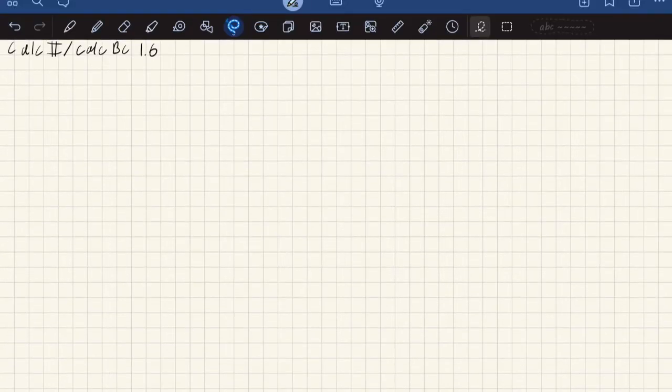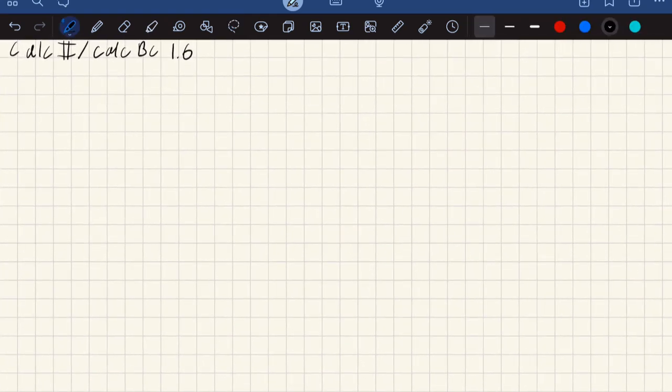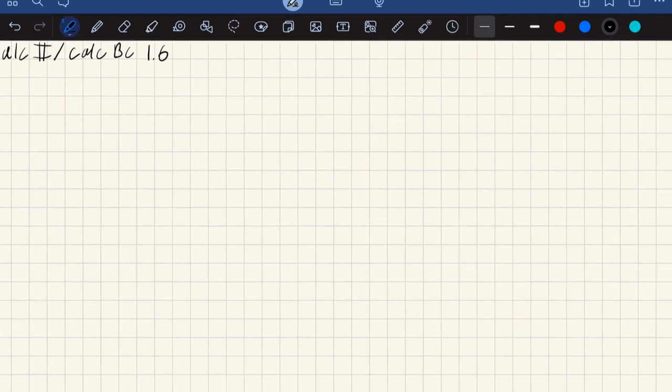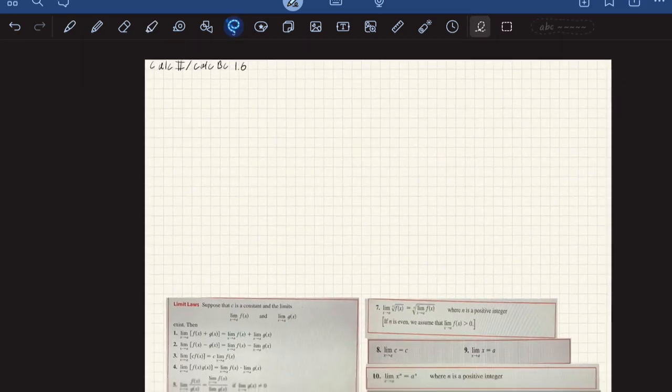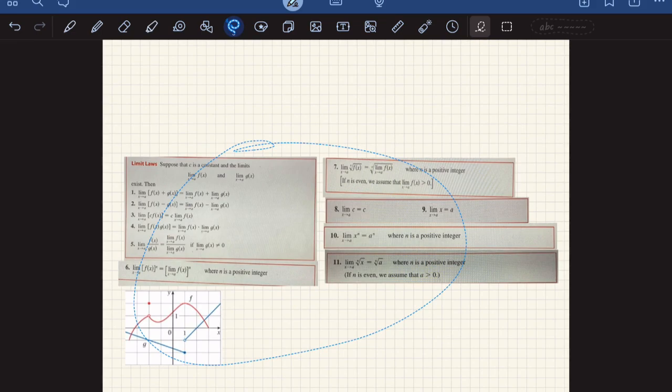Today we're going to learn how to do analytical limits. So in the last video we learned how to do graphical limits and numerical limits. But those sometimes could take longer. So analytical limits are a much faster way. But before we get into them, we should know some laws.